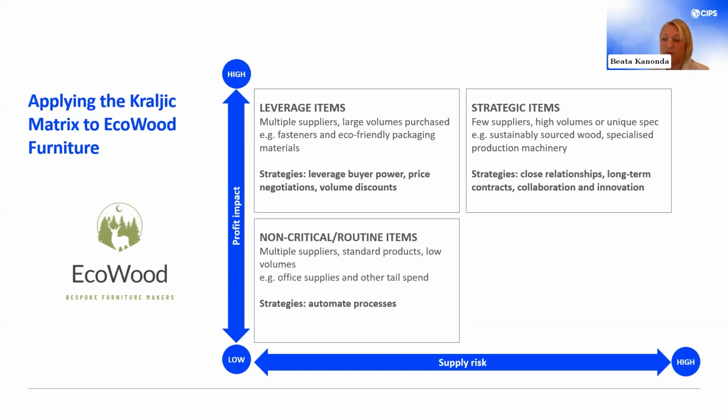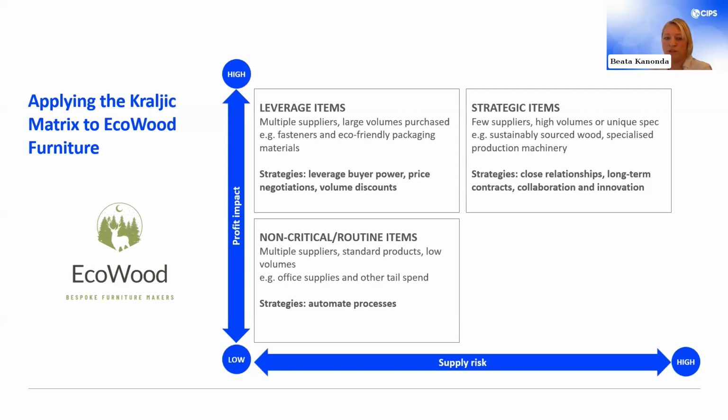So suppliers of health and safety and personal protective equipment and other tail spend purchases that can be sourced easily will be placed in this quadrant. These are low-cost, low-risk items that are not directly tied to EcoWood's core business operations. They have minimal impact on profitability and alternative suppliers are easily available.